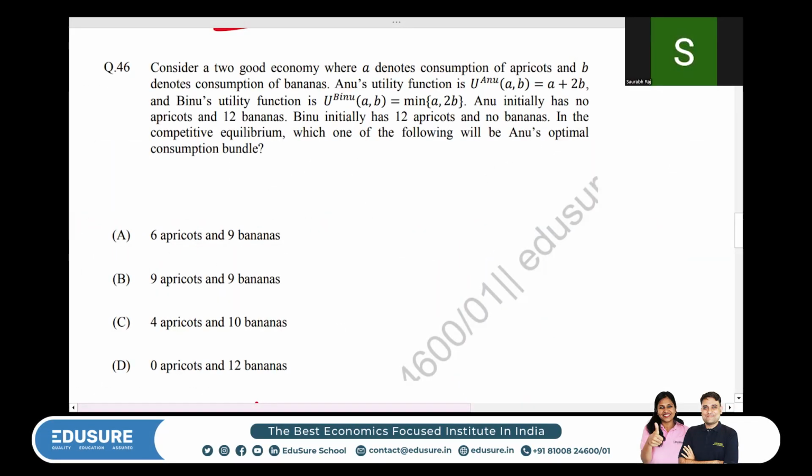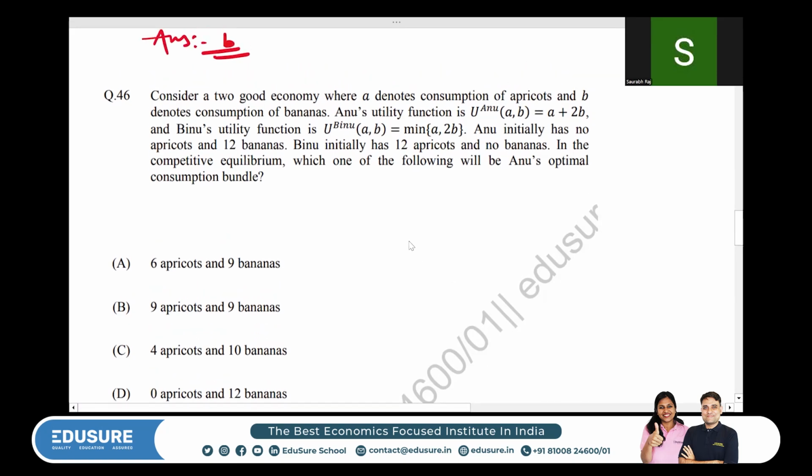So the next question is from the general equilibrium or exchange economy topic. Question number 46, it was also asked in GATE 2024. So basically we have two consumers, Anu and Binu.